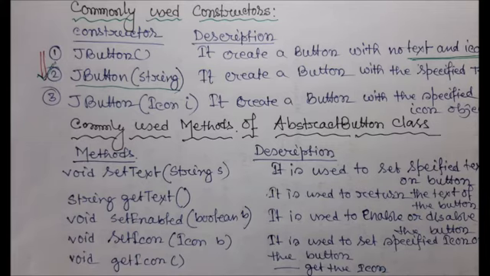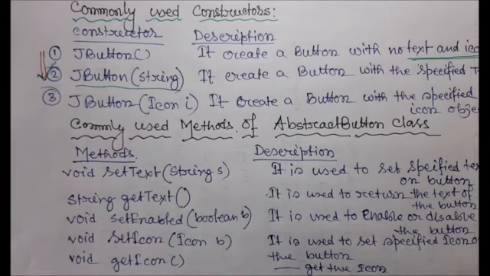Here the first method is very important. In case of a button, most of the time we use setText. It is used to set the specified text on the button. If I want to set some text in the button, we use the setText method. Whatever text has been written on the button can be returned. Suppose you have written Submit or Click, and you want to access that text, then we use the getText method. So setText and getText are commonly used.